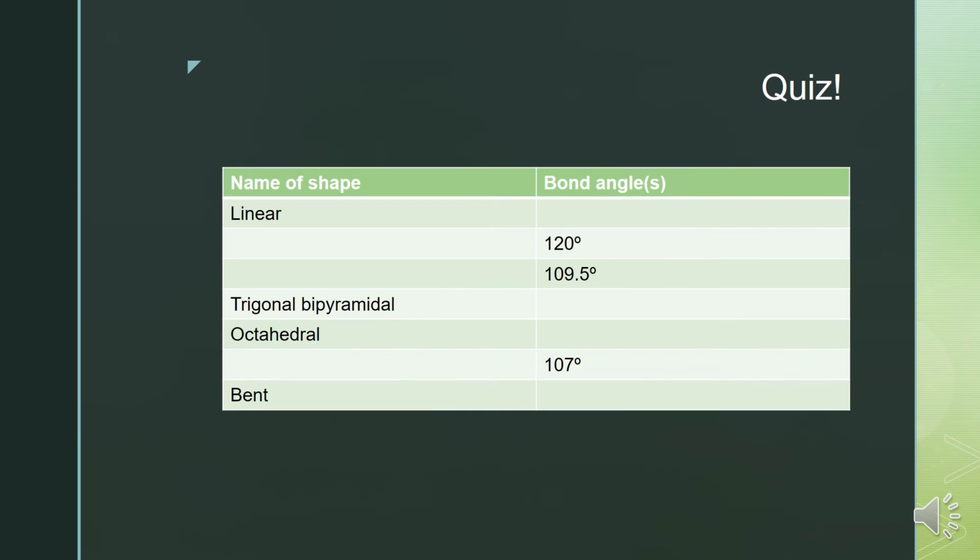We now have a quick quiz to summarise everything from this video. All you have to do is fill in the gaps in the table, and you can either write this down or sit on your head. We'll give you 20 seconds and we'll then reveal the answers, but feel free to pause the video if you need more time.